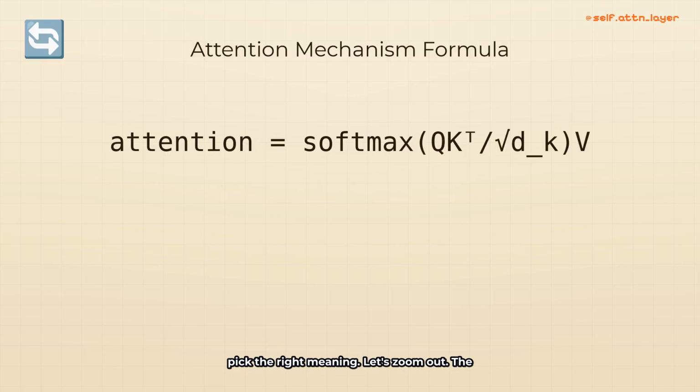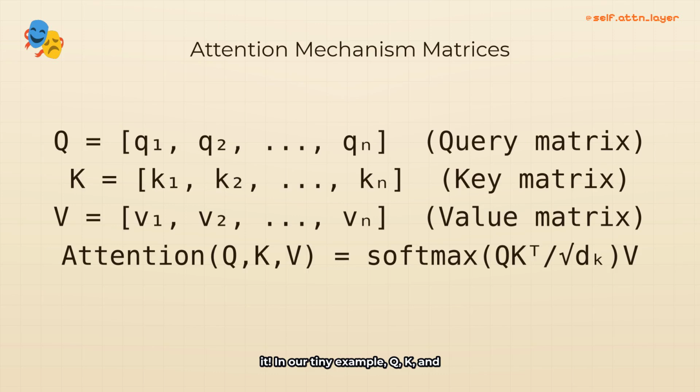Let's zoom out. The whole self-attention step is just 3 tiny matrix multiplications. First, we pack words into 3 matrices: Q, questions, K, keys, and V, values. Then we compute QK, divide by the square root of the vector length, softmax, and finally multiply by V. That's it. In our tiny example, Q, K, and V were all the same matrix because we're just starting out. But in real models, each word asks 3 different questions, looks at 3 different keys, and packs 3 different values. Still the same math inside.